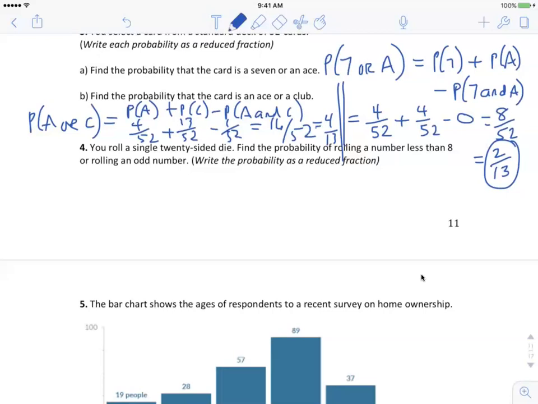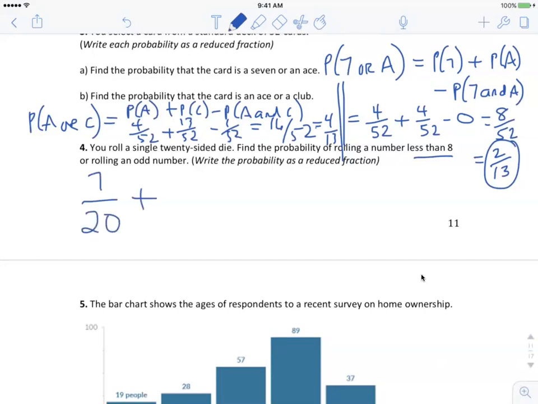Okay, a 20-sided die is numbered 1 through 20. So find the probability of rolling a number less than 8. Let's do that fraction first. Probability of less than 8. That's 7 or less: 1, 2, 3, 4, 5, 6, 7 out of 20.